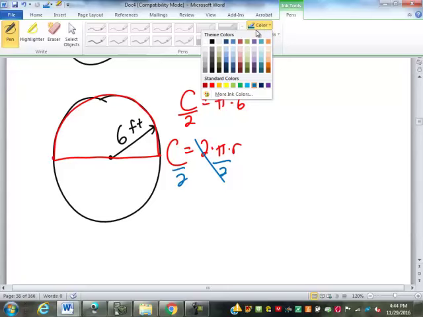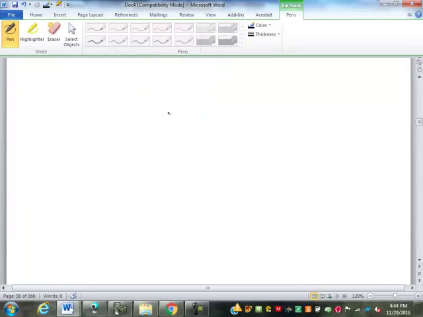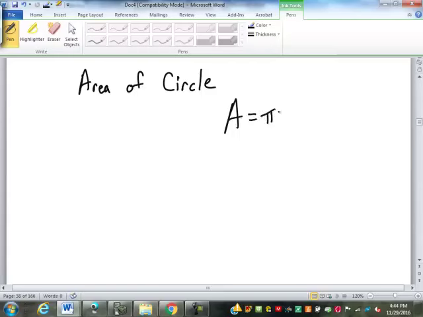the area of a circle. And most of you know that the formula for the area of a circle is what? Pi times radius squared. So what we want to look at is where does that come from?